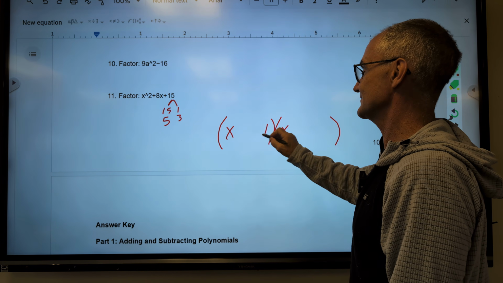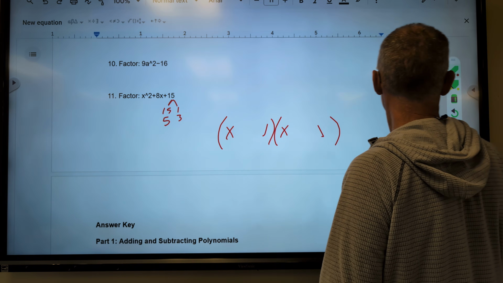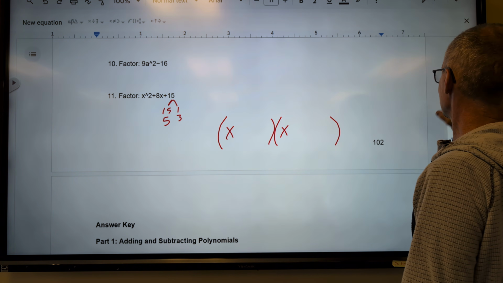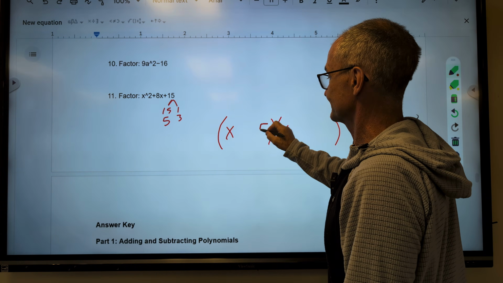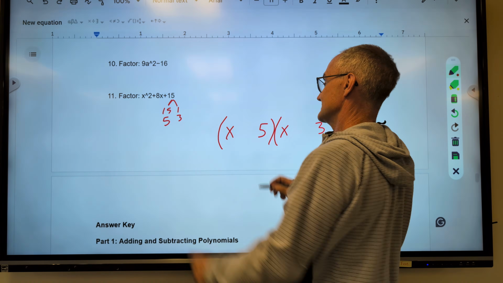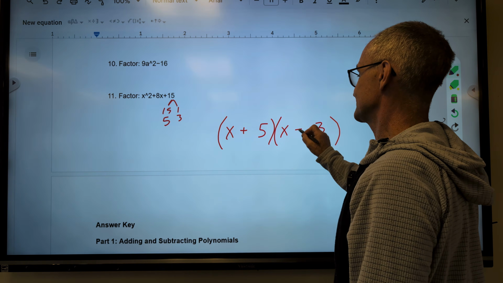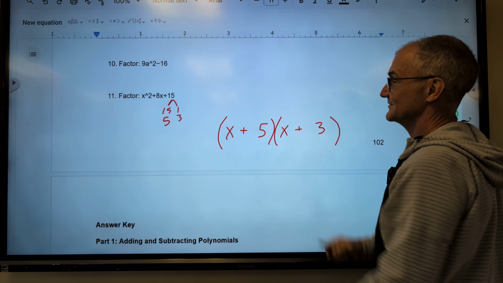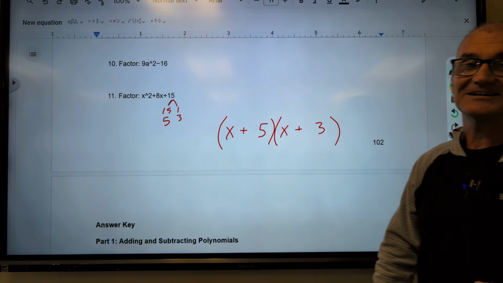So it's got to be a 5 and a 3. No surprise, my pen's even getting tired. So that's a 5 and a 3. They are both positive, so everything's positive. Double check it. x squared plus 5x plus 3x, 8x plus 15. There it is. Well done.